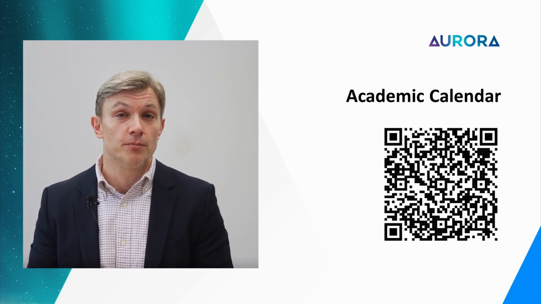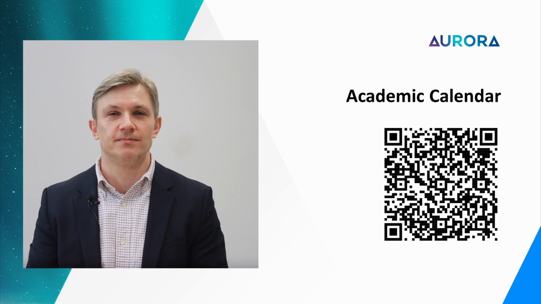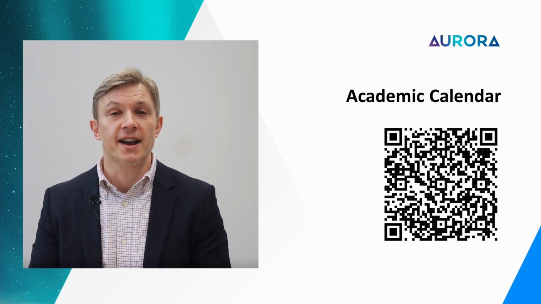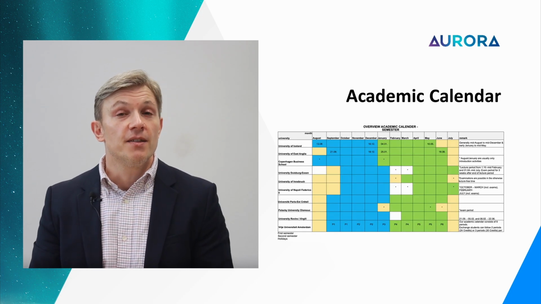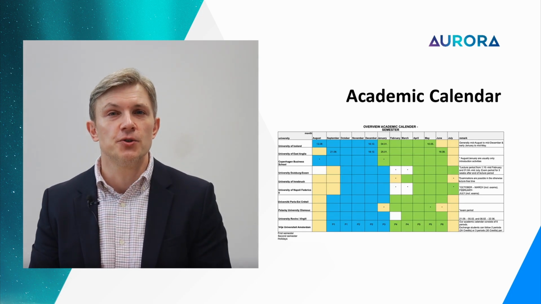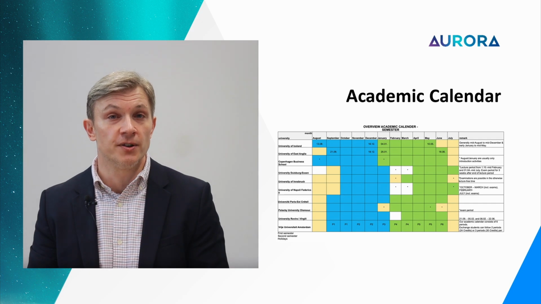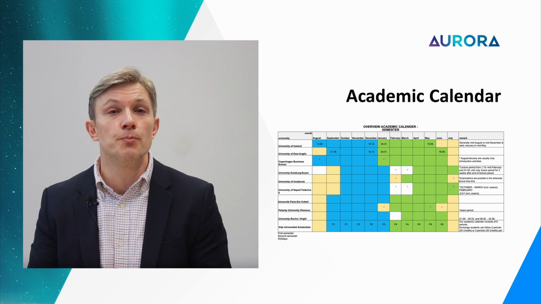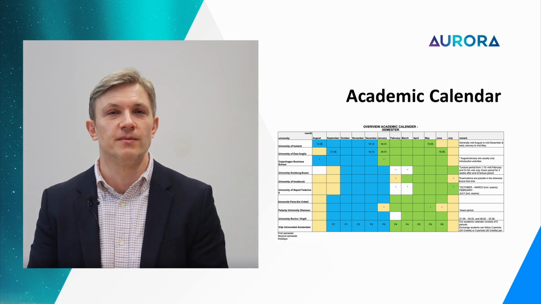Let's start with time, because time is essential. The QR code next to me will lead you to the AURORA academic calendar. The AURORA academic calendar shows you when the individual AURORA universities are in session, and thus allows you to find out when you both have time for your COIL.